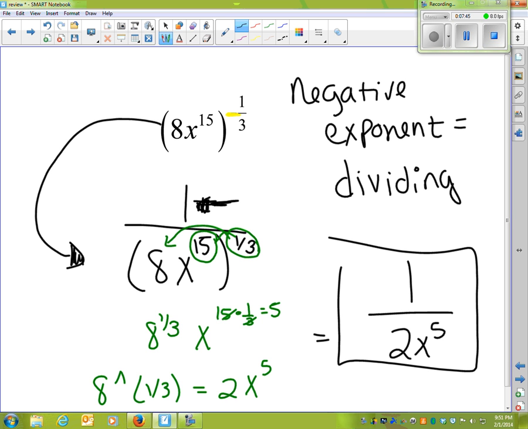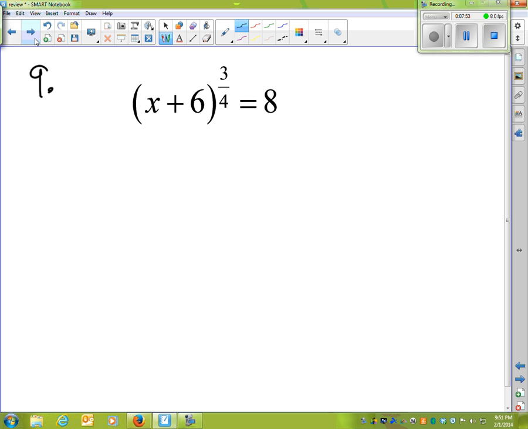Negative exponents. Move them to the denominator. If they're in the denominator already, move them up to the numerator. All right, let's look at a different type of problem now. When you have an equal sign, I don't just have to simplify. Now I'm going to solve for x.